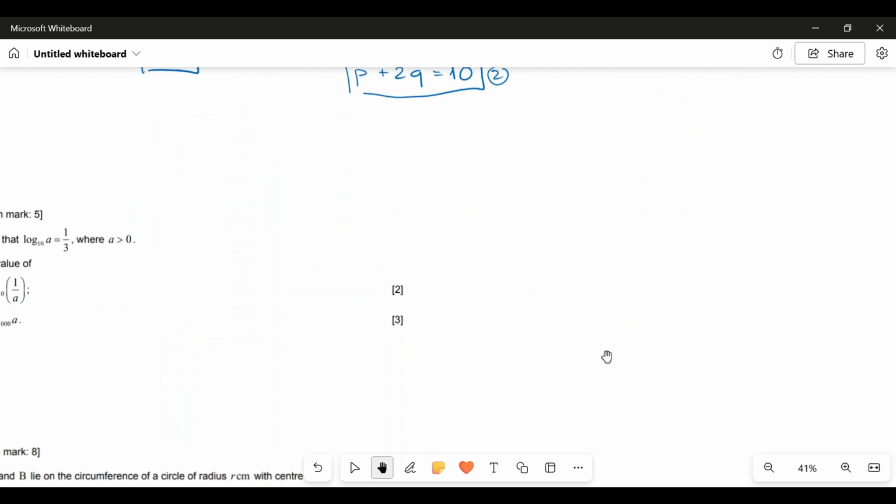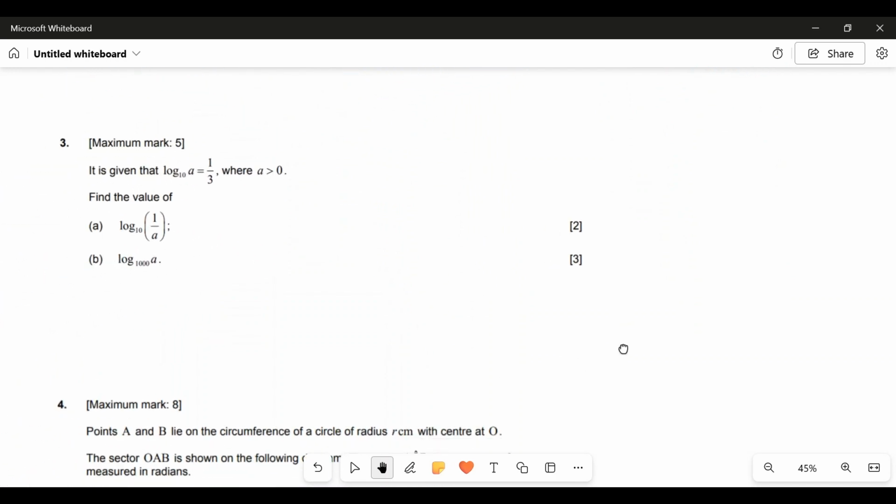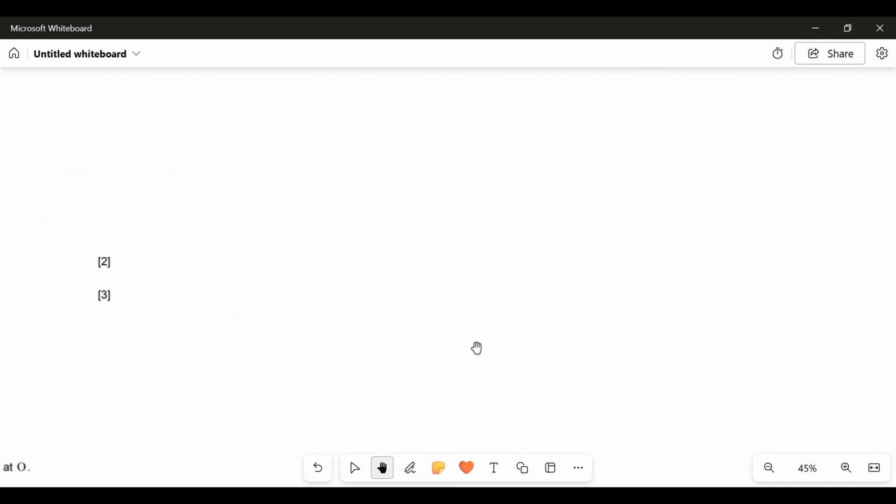And move on to question number 3. In question number 3, it's related to log. So before I solve this one, I will show you some information about log. What is log and some rules that apply in this question. Log has a close relationship to exponents. So for example, I have a to the power b equals c. You can change it into log base a of c equals b.